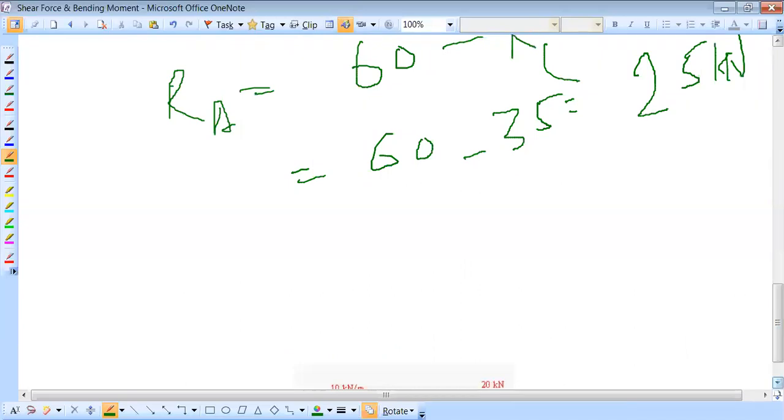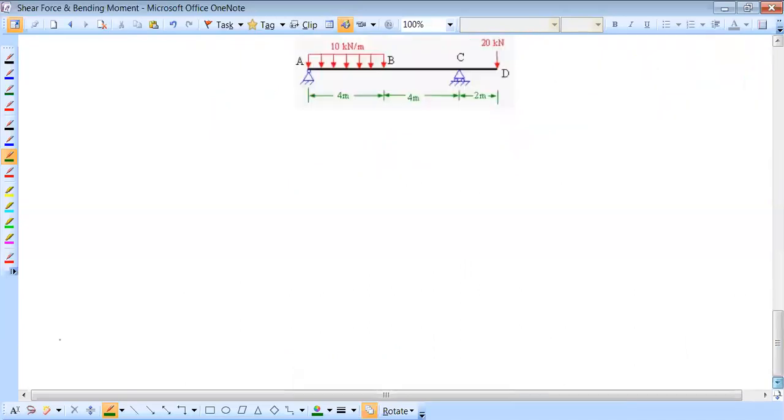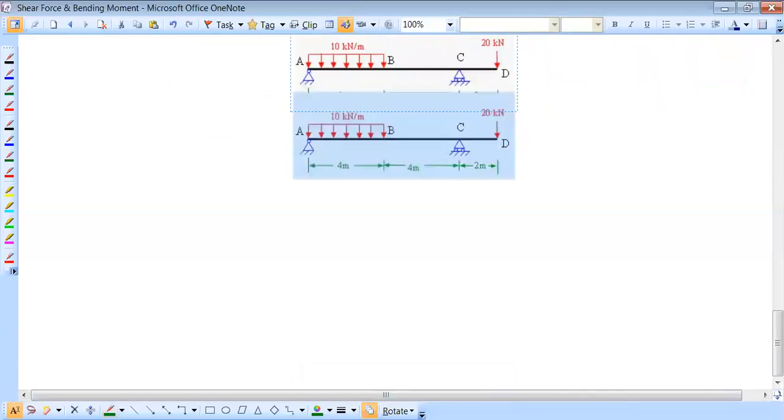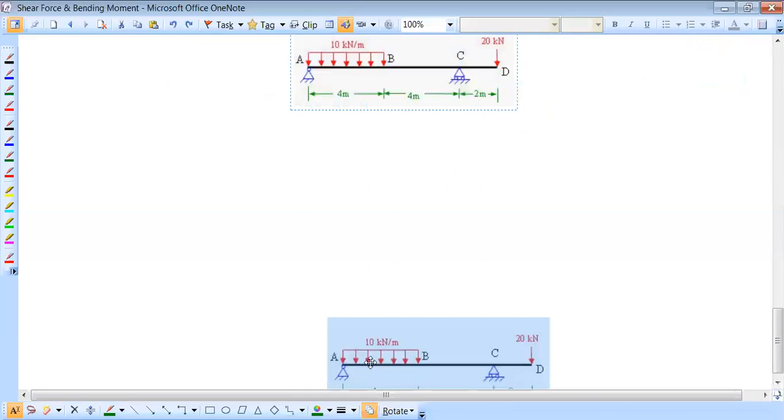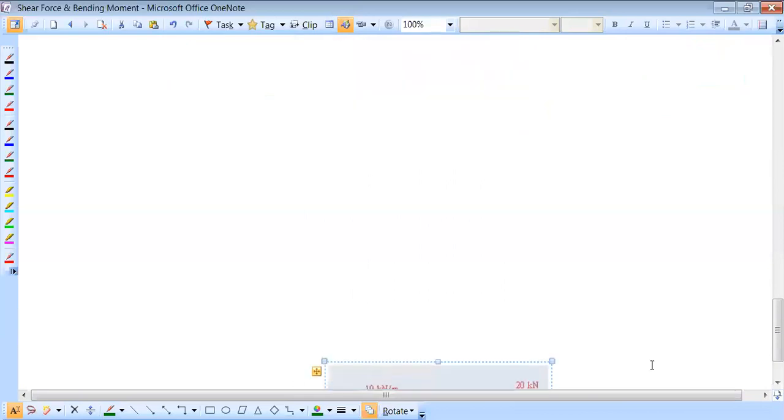So how can I find out the value of SF and BM, then draw the SFD and the BMD diagrams? Then you can show it, and you can easily understand how to draw the SFD and BMD. So first of all, you find out the SF.